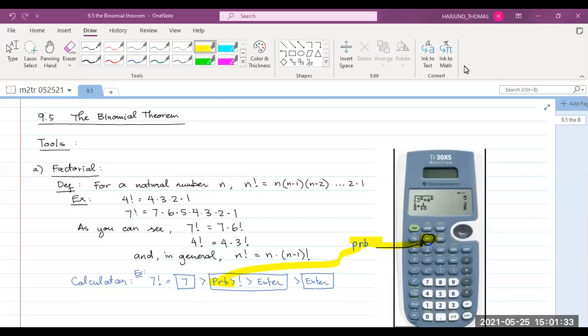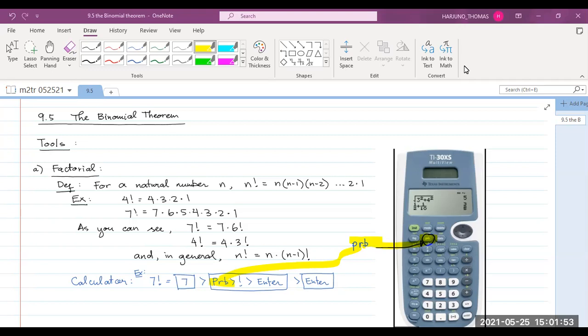Okay, let's start. Today the most important part is the binomial theorem, and this section is actually not too long, not too short, but requires us to learn some new tools. The first tool that we will learn is factorial.